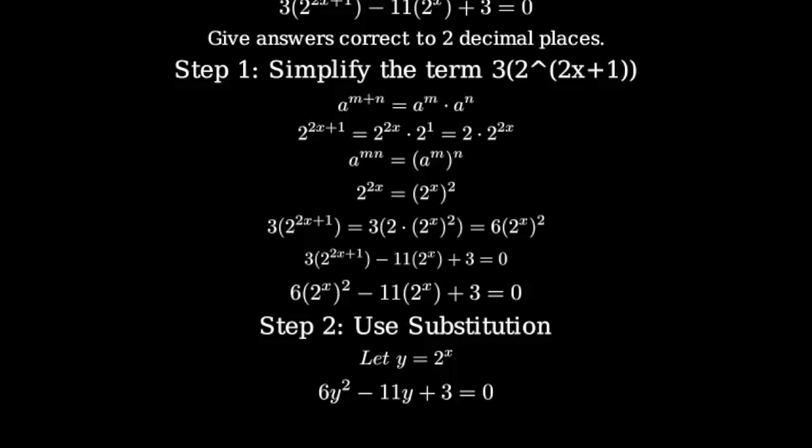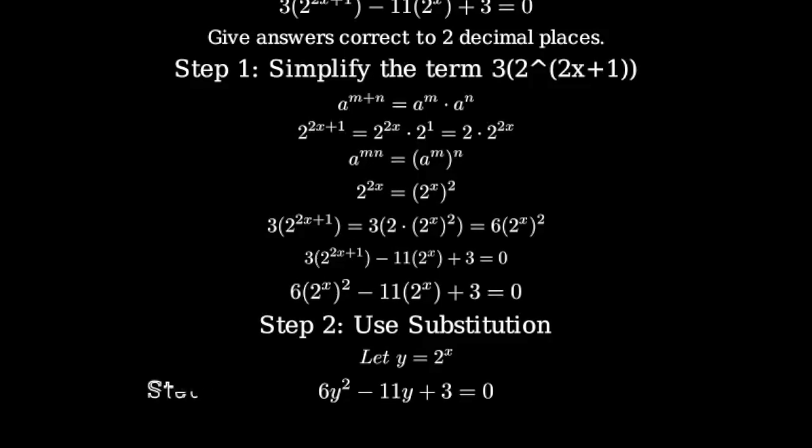Step 3. Solve the quadratic equation for y. We can use the quadratic formula. y equals negative b plus or minus the square root of b squared minus 4ac, all divided by 2a. In our equation, a equals 6, b equals negative 11, and c equals 3.